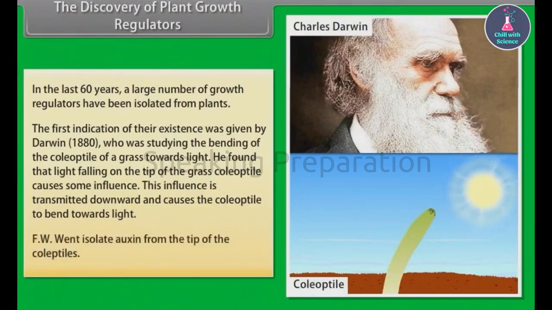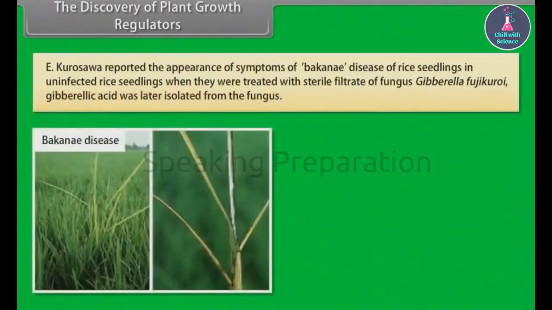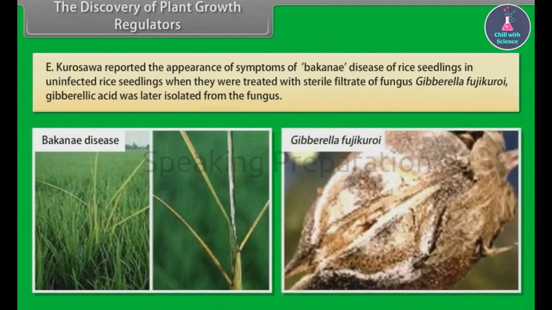F.W. Went isolated auxin from the tip of the coleoptiles. E. Kurosawa reported the appearance of symptoms of bakanae disease of rice seedlings in uninfected rice seedlings when they were treated with sterile filtrate of the fungus Gibberella fujikuroi. Gibberellic acid was later isolated from the fungus.